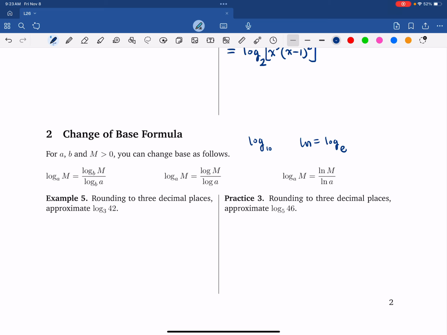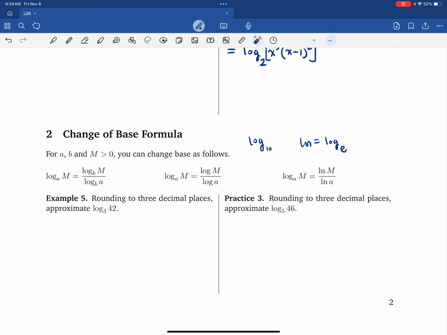Some calculators are able to calculate logs of any base. But for most people, you don't have that calculator because it takes a lot of power to compute that. So not all calculators can do that. As a result, we have the change of base formula, which will allow you to compute log of any base. And there are 3 ways that you could change your base. Let's just check out the first one.